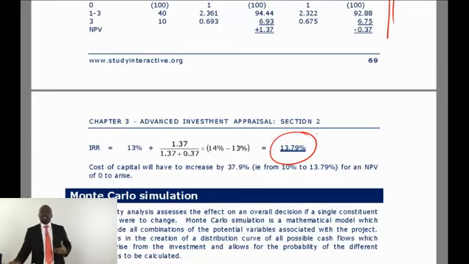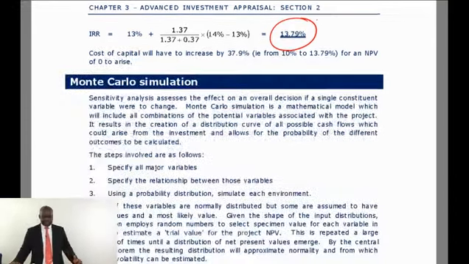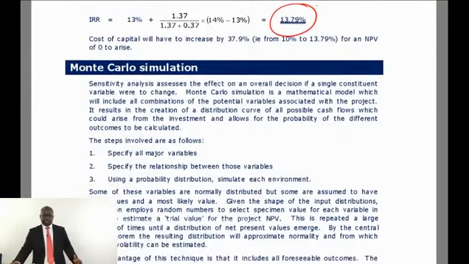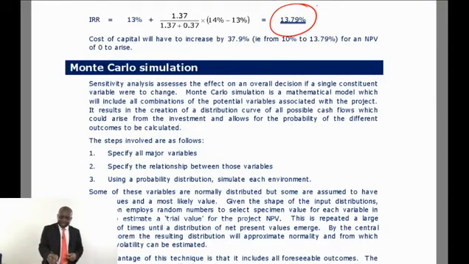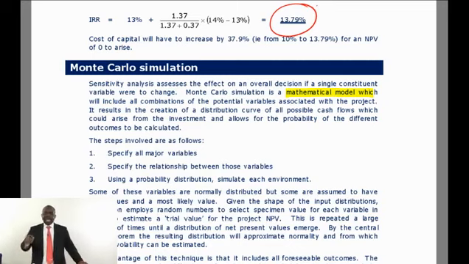So we needed a model that will be able to look at changes in many variables at a time, and that is the reason why the simulation method was developed. So the simulation method is basically a mathematical model. Just discussion that you need here, no calculations for you. It is a mathematical model which combines all the possible future outcomes and the probabilities of them occurring, and it follows these stages.